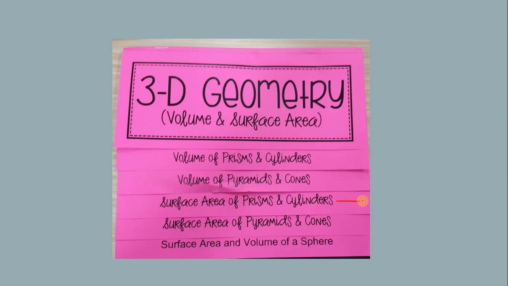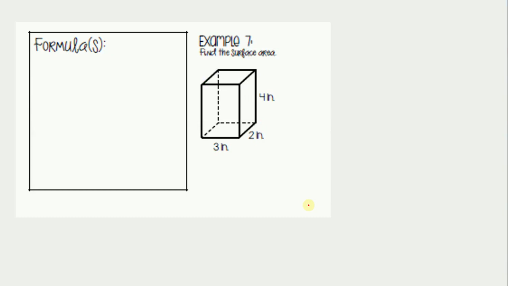So go ahead and grab out your foldable here. You want to be open to this tab, the surface area of prisms and cylinders. The top of it should look like this. So we're going to talk about the formulas first. The formulas for the surface area of prisms, aka boxes. And surface area, all it is guys, is basically if I would take wrapping paper around my box, how much wrapping paper would it take to cover the entire box? That's technically what a surface area is.